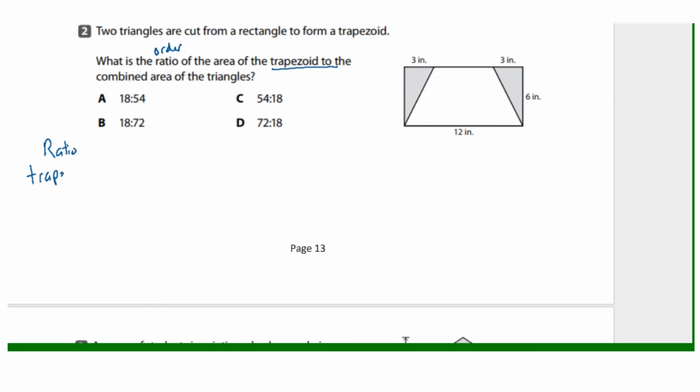Trapezoid, the area of the trapezoid to, or I'm gonna put a colon in the middle since they have a colon here, to, which is the same thing, to the area of the combined triangle. So put both triangles.